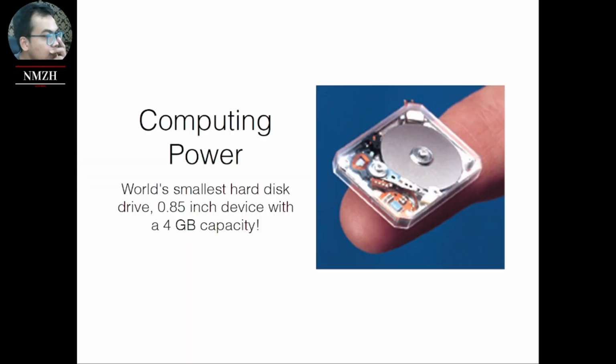Speaking of computing power, this is one example of the smallest hard disk at that particular time: a 0.85 inch device with 4 GB of storage capacity. Just imagine that it is about the size of our thumbprint. At that time, that could be considered small.